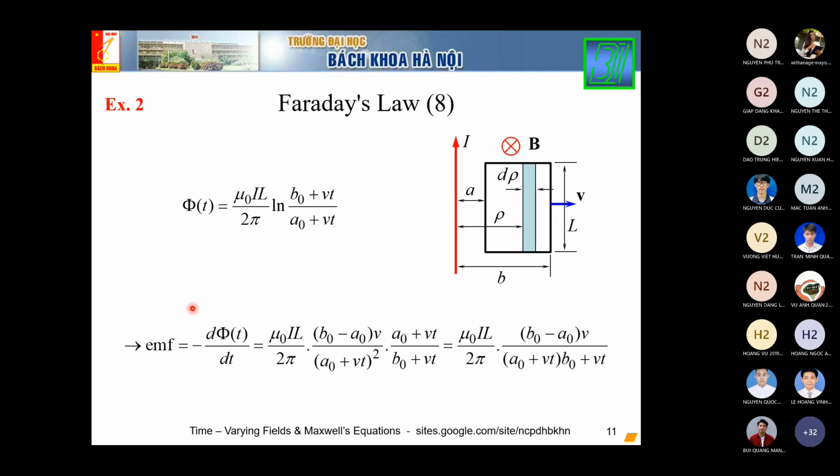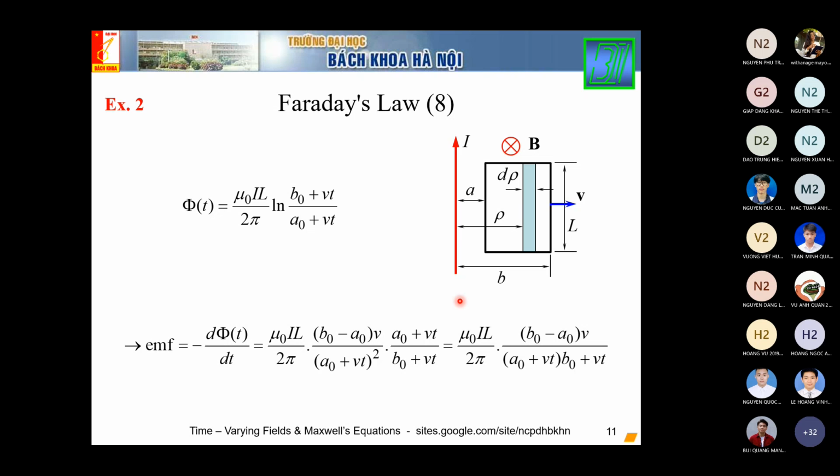It is very understandable because when time passes, this frame will be very, very far away from the current, and at that very far away position, there is no field, so there is no induced voltage.